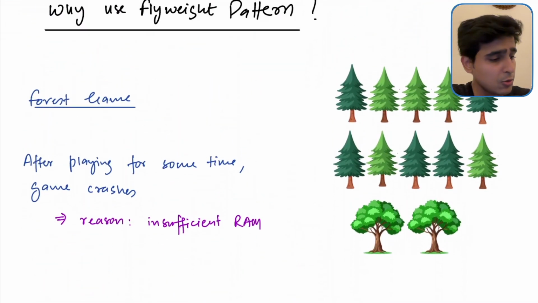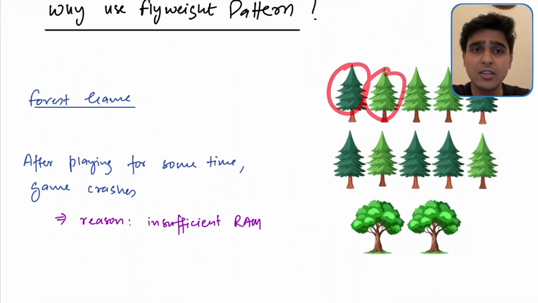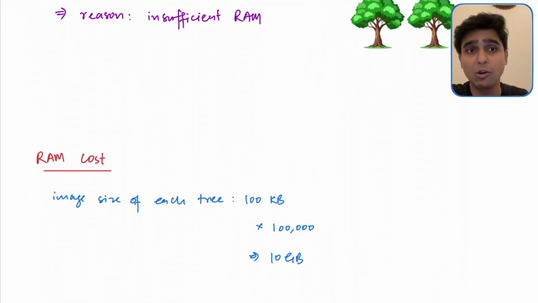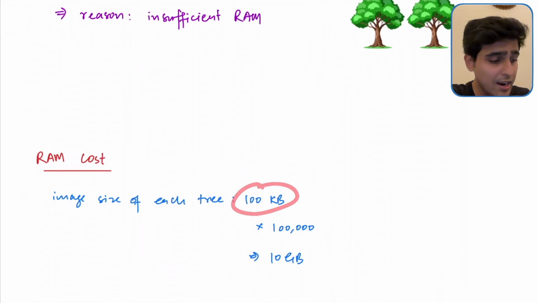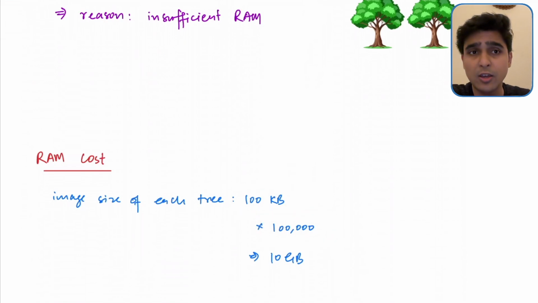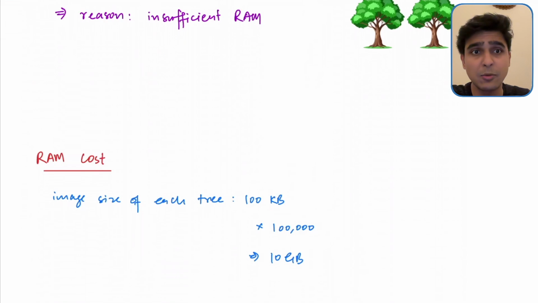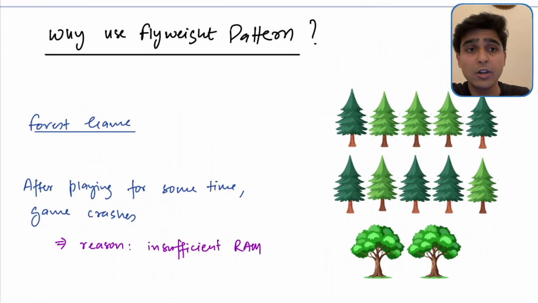The one thing to notice here is, since each tree is a separate object, it will have some image object, and you can consider each image has a size of 100 KB. So approximately each object is 100 KB, and if the user creates 100,000 trees over time in their entire game, the RAM cost reaches up to 10 gigabytes, which is too much. Many systems will start crashing with this much memory usage. So what can we do here?